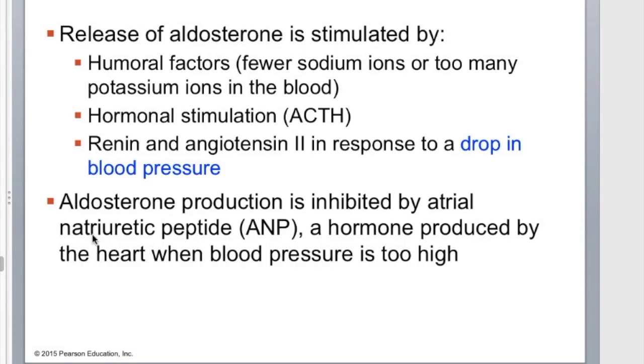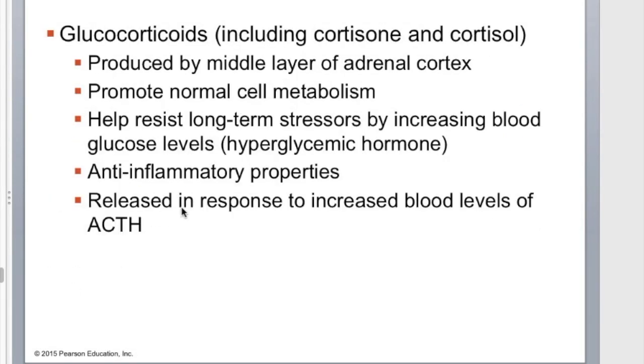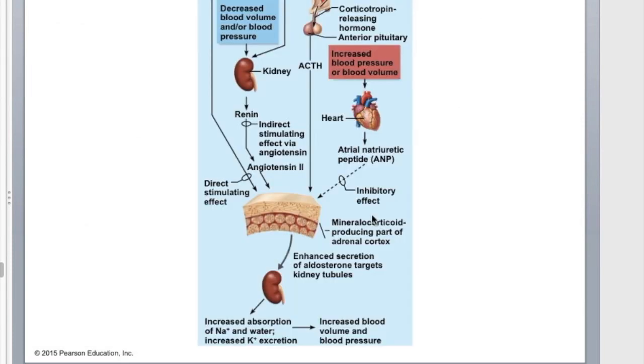All right, so we've got the aldosterone. Let's move on to glucocorticoids. That's your cortisone and your cortisol. They are your stress hormones. They're the ones that are going to resist the long-term stress of, say, this situation. They help to maintain normal cell metabolism, and they're produced by the middle layer of the adrenal cortex. They are anti-inflammatory, and they are released in response to an increased level of ACTH.